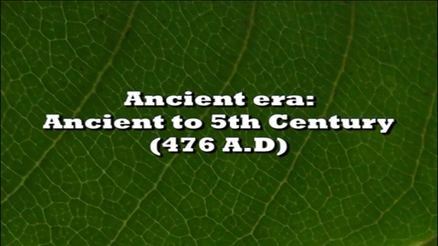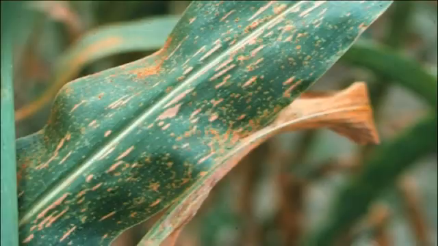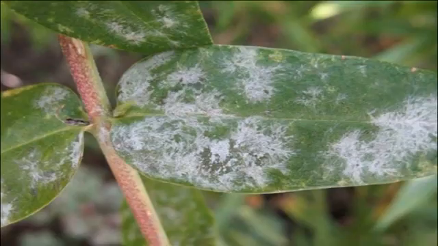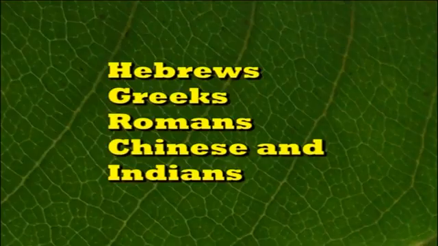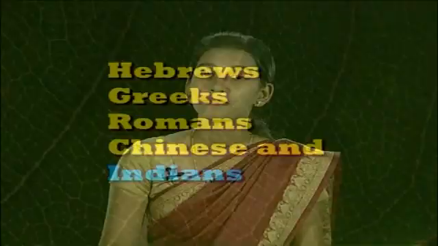Moving to the first era, that is ancient era, ancient to 5th century, that is 476 AD. Diseases in plants have been known since ancient times. Rust, blight, mildews and smuts were familiar to Hebrews, Greeks, Romans, Chinese and Indians. Plant diseases were recorded in Rig Veda and Atharva Veda as early as 1200 BC.